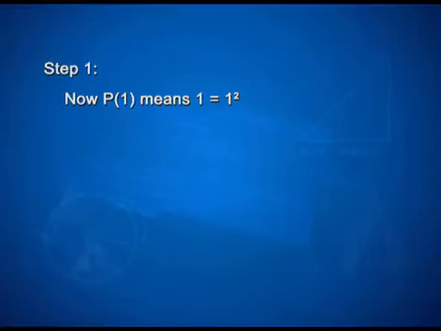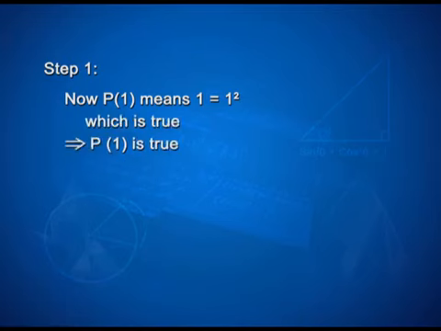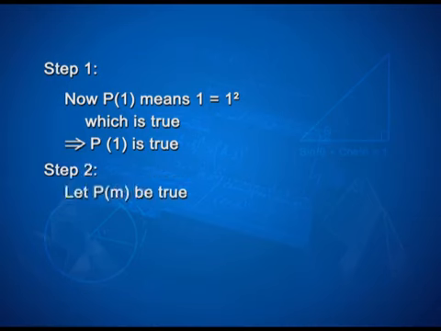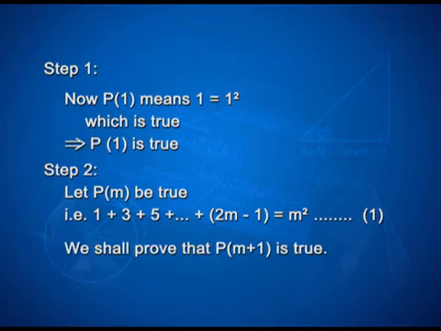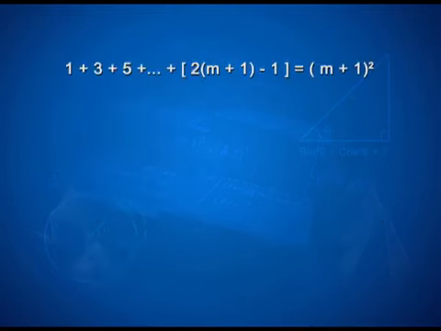Now, step 1: P(1) means 1 is equal to 1 squared, which is true. That implies P(1) is true. In step 2, assume P(m) is true, that is 1 + 3 + 5 + ... + (2m-1) = m squared. Take this as equation 1. Now, we shall prove that P(m+1) is true. For that, 1 + 3 + 5 + ... + (2(m+1)-1) is equal to (m+1) whole squared.